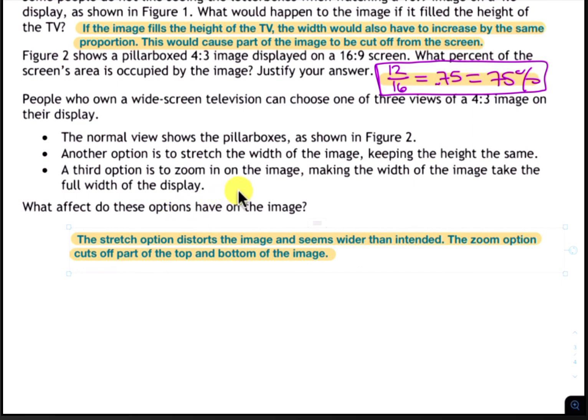Well, if you go with the stretch option, where you stretch the width of the image, keeping the height the same, the stretch option would distort the image, and it seems wider than intended. Okay, if you go with the third option, that is to zoom in on the image, making the width of the image take the full width of the display, the zoom option would cut off part of the top and the bottom. It would get bigger, but you would not be able to see the entire picture.